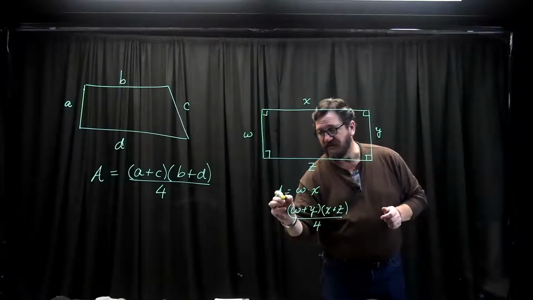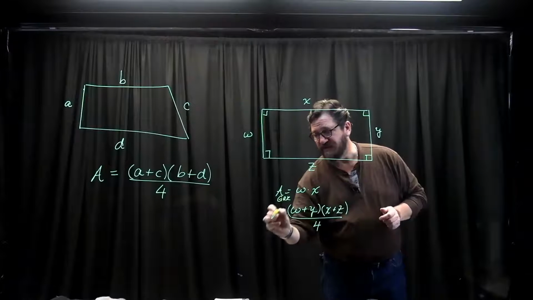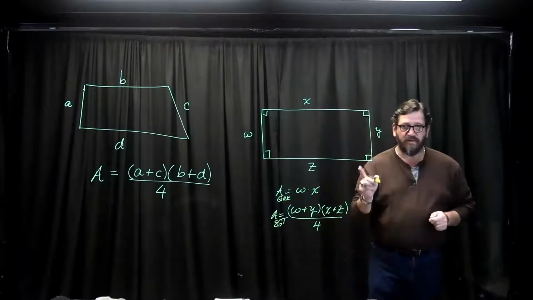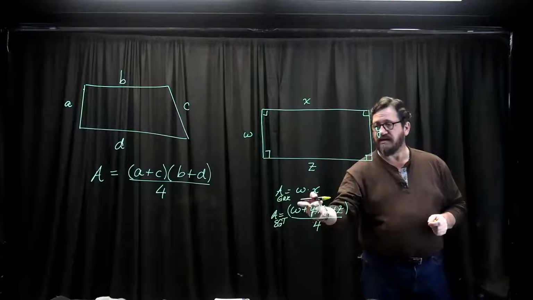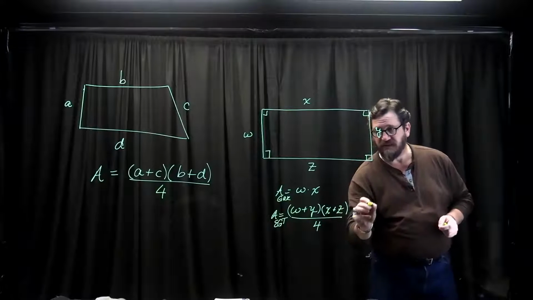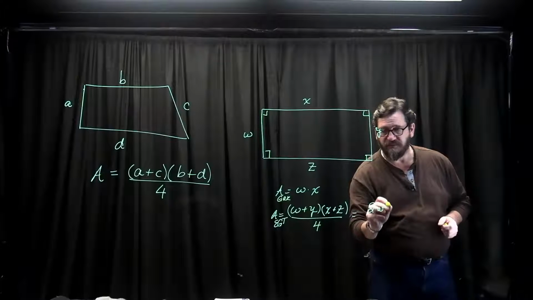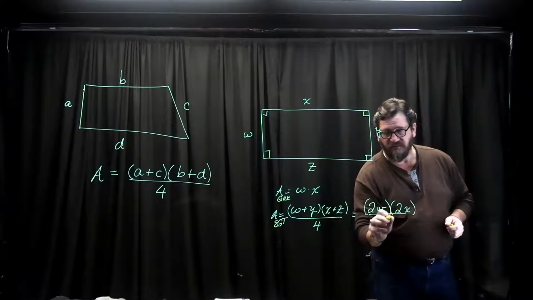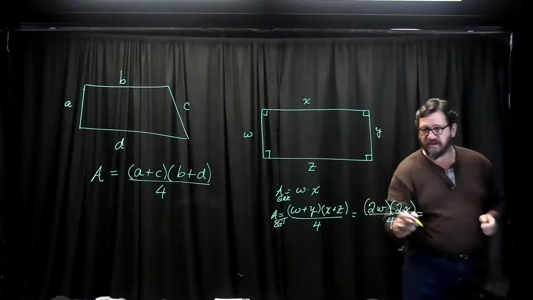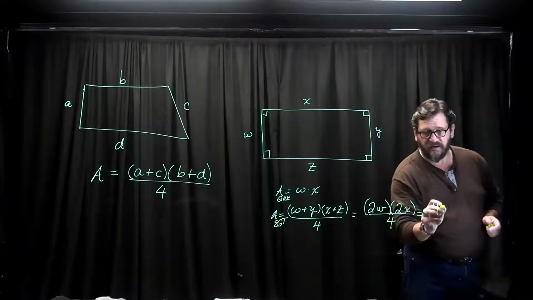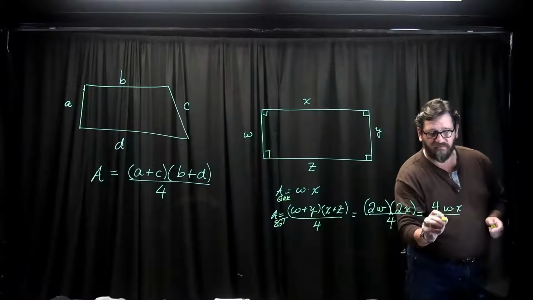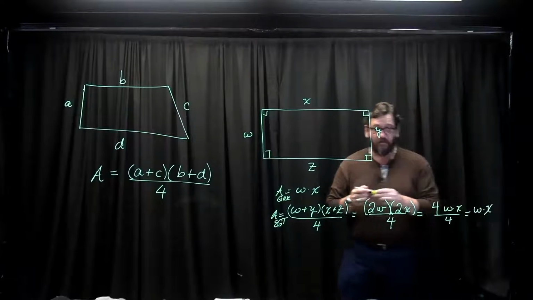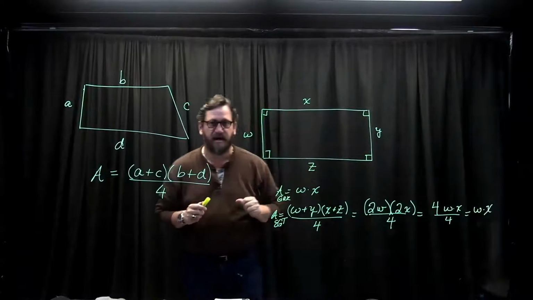So this right here is the Greeks. This is the area according to the Egyptians. Now, with the Egyptians, I know that W and Y are the same, so this becomes 2W multiplied by 2X over 4, which is the same thing as saying 2 times 2 is 4, W times X over 4, which is W times X. Hey, for a rectangle, it's a very good methodology.